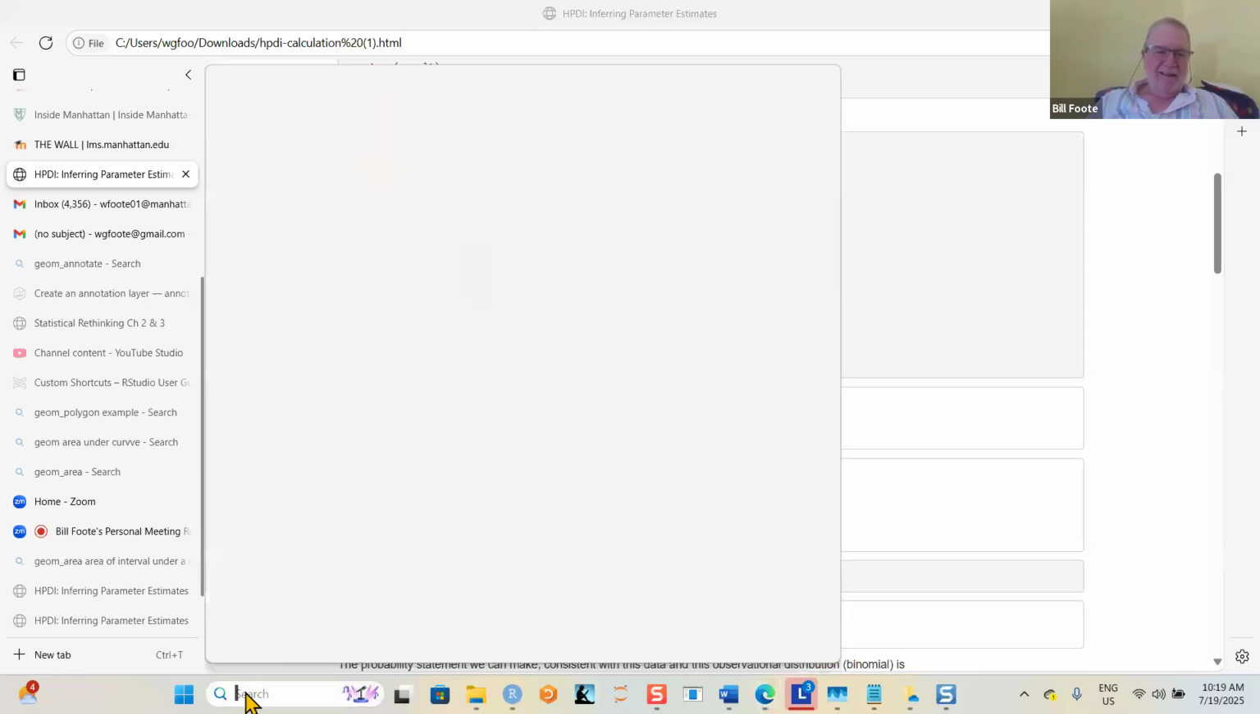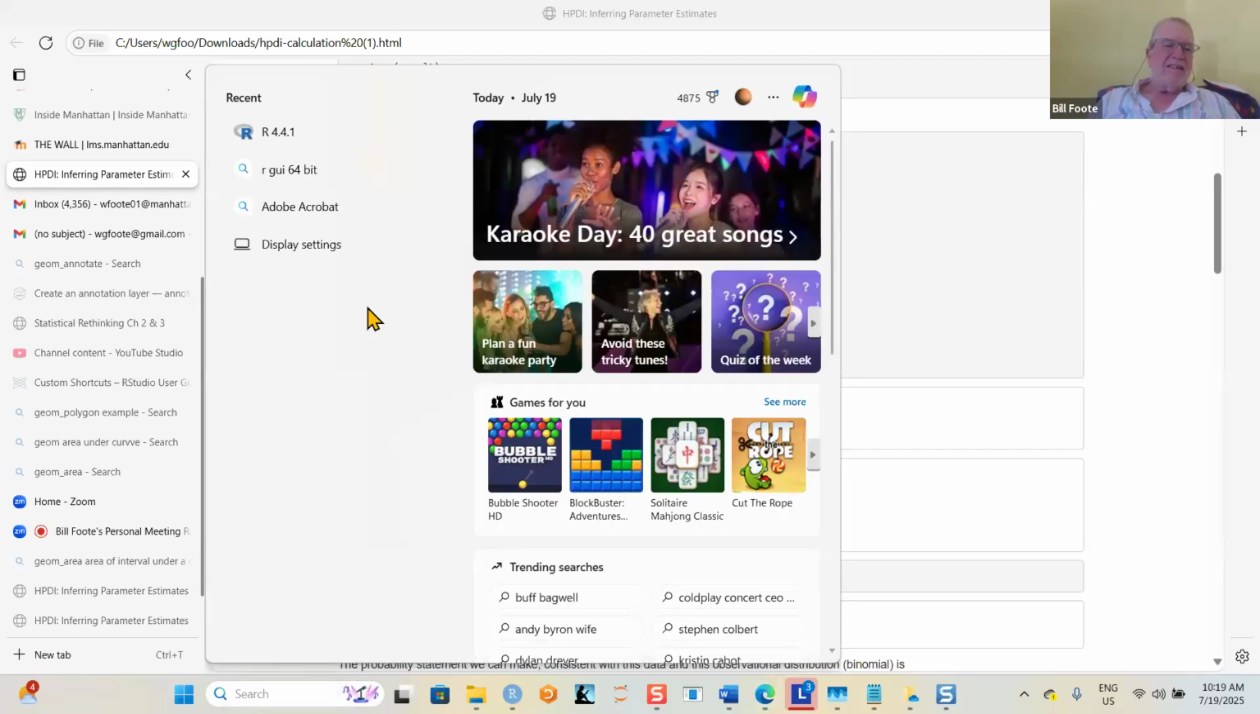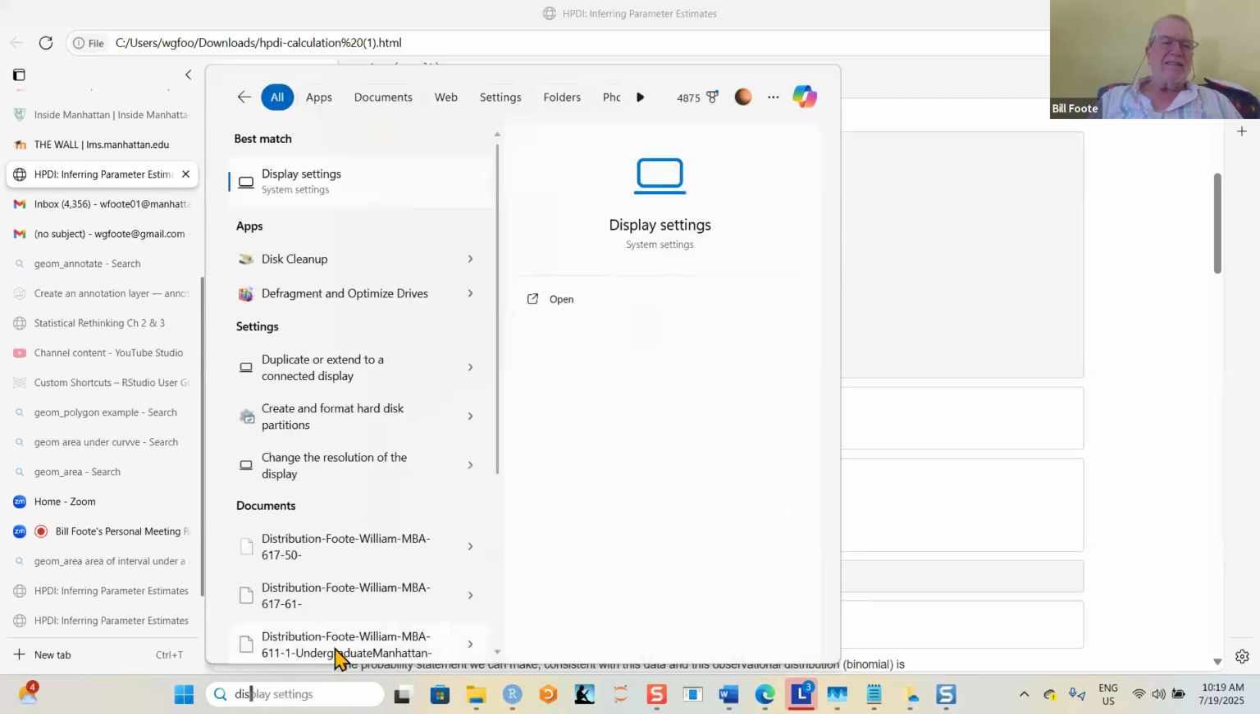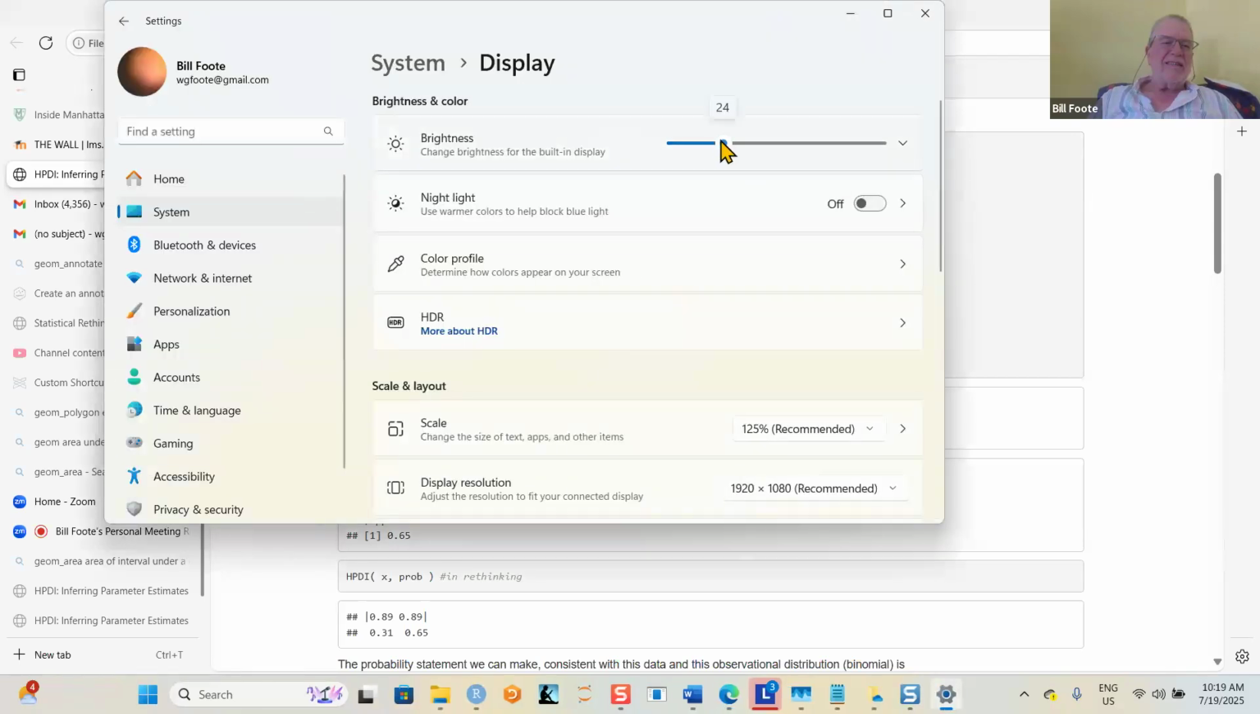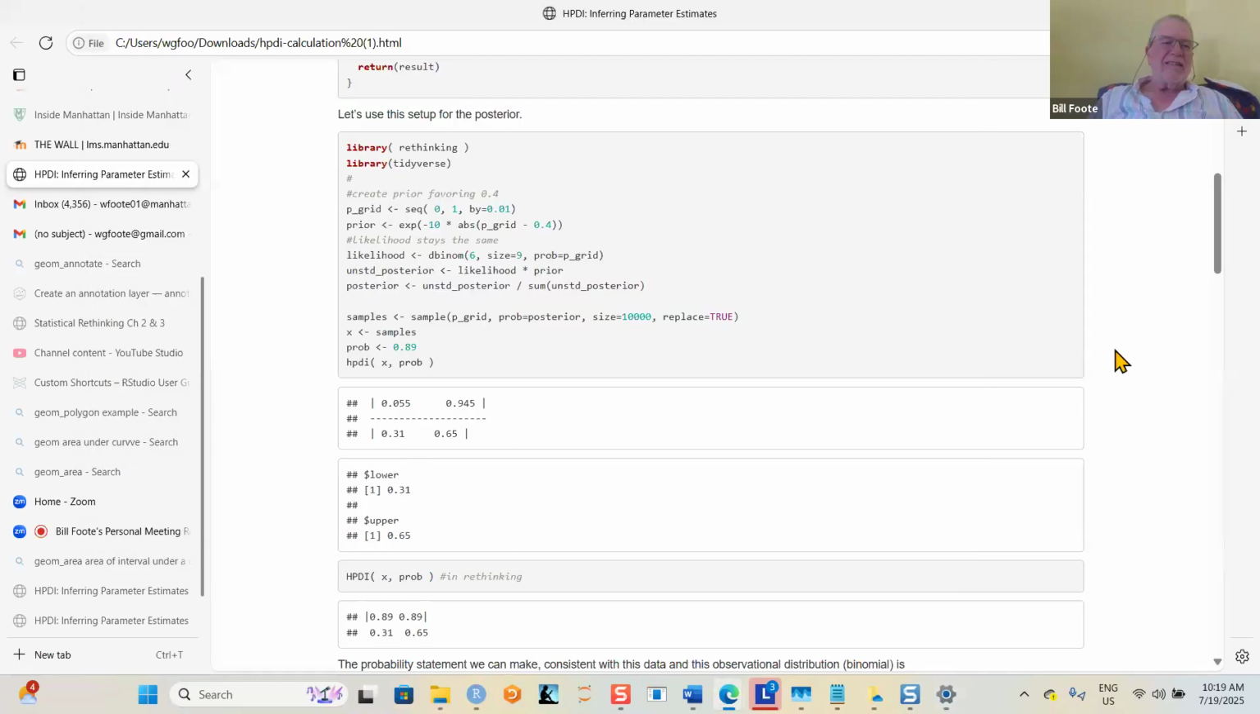Okay, yeah, that's fast. Let's see. I have to do a display here. These settings are way low. There we go. Let's put this way up so we can see what we're doing. Much better. Is it brighter for you as well?